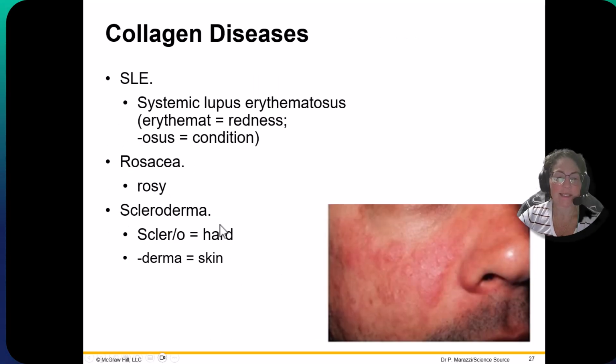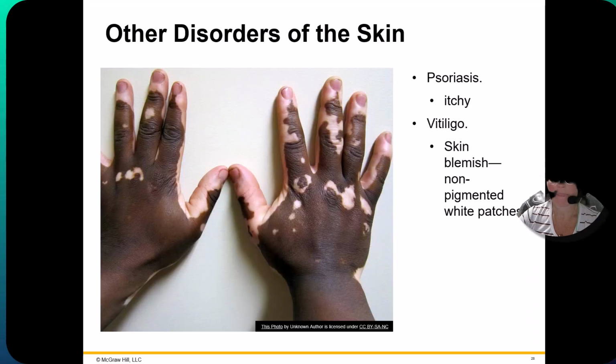Collagen diseases, there's systemic lupus erythematosus. Erythematosus, break it down. Osis means condition, and erythemat means redness, so a condition of red. Rosacea, there's no other breaking it down. It just means rosy, and that's where you get those rosy cheeks. And then we have scleroderma. Derma means skin, and sclero means hard. So skin that is hard.